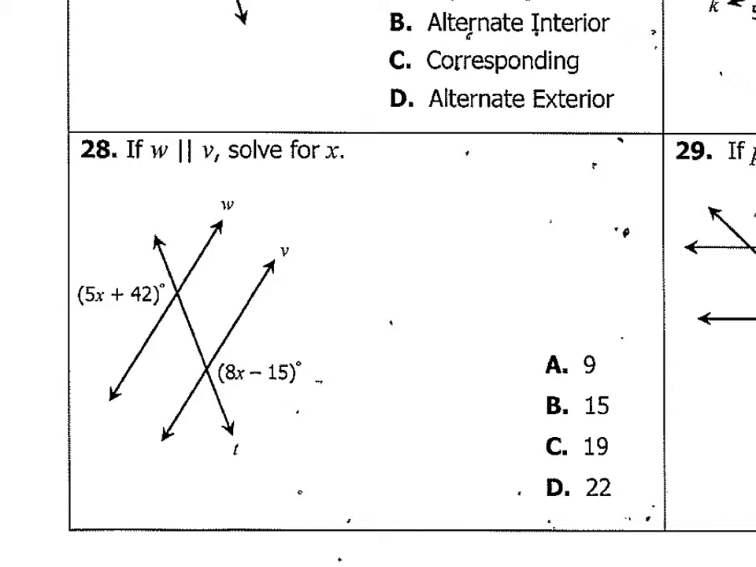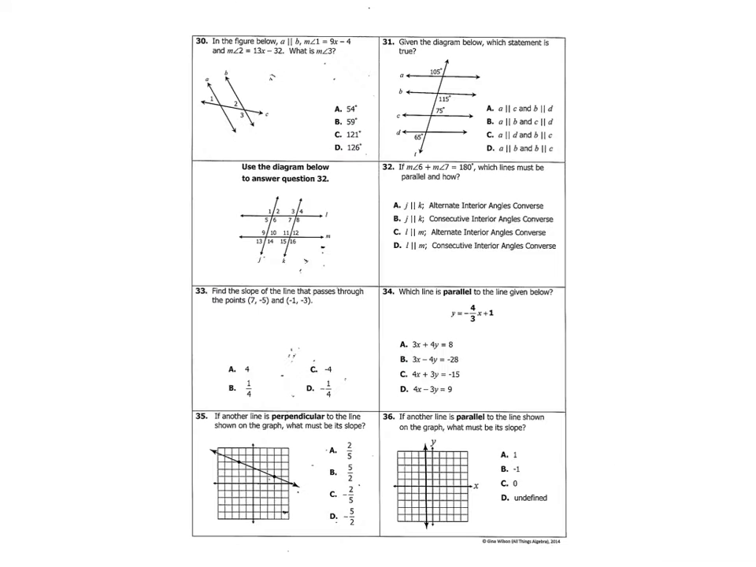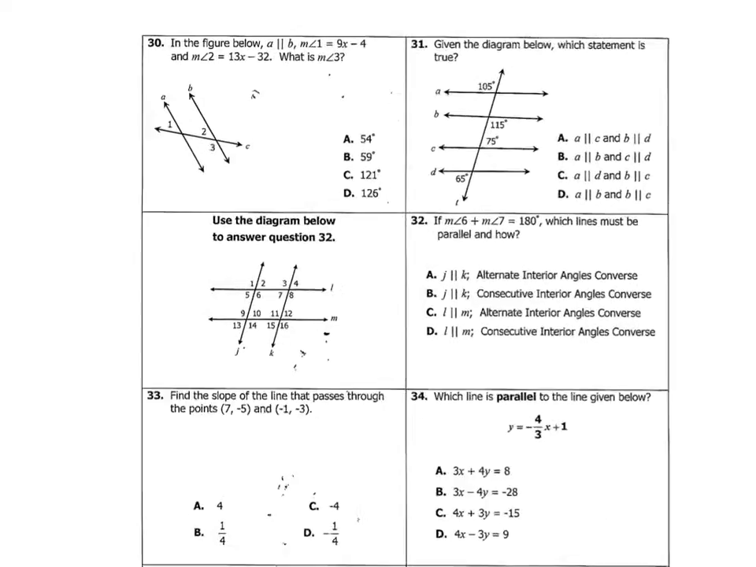28, we're solving for x. Okay, these are alternate exterior angles, which means they are equal to each other. So set up each expression equal to the other, all right? And they just want you to solve for x. That's all you need to do. Your choices are down here to the right. On to the next page.